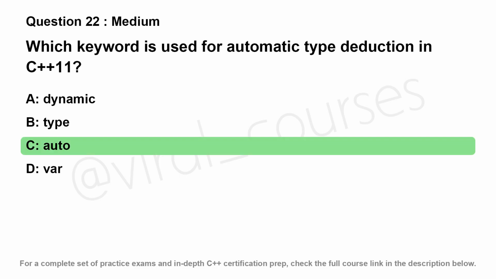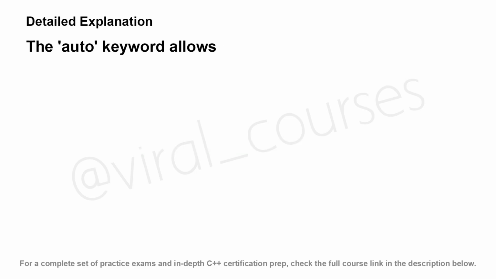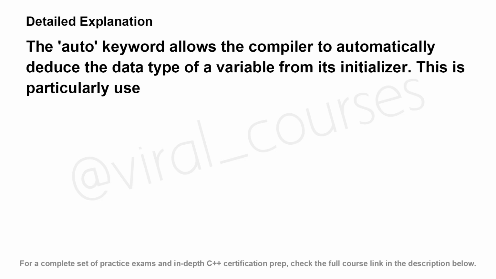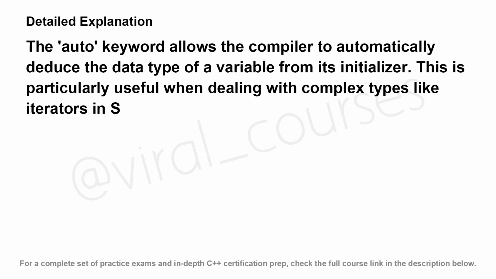The correct answer is C. The auto keyword allows the compiler to automatically deduce the data type of a variable from its initializer. This is particularly useful when dealing with complex types like iterators in STL.